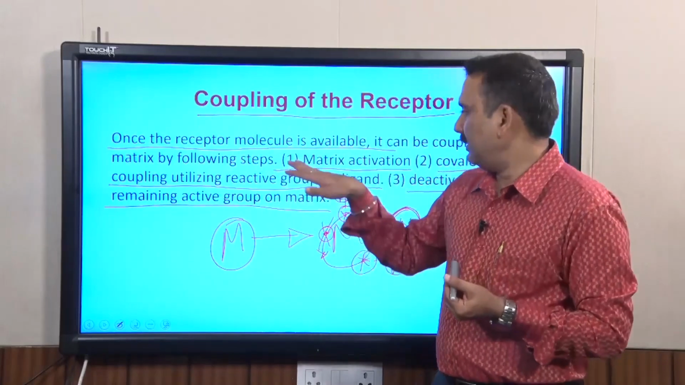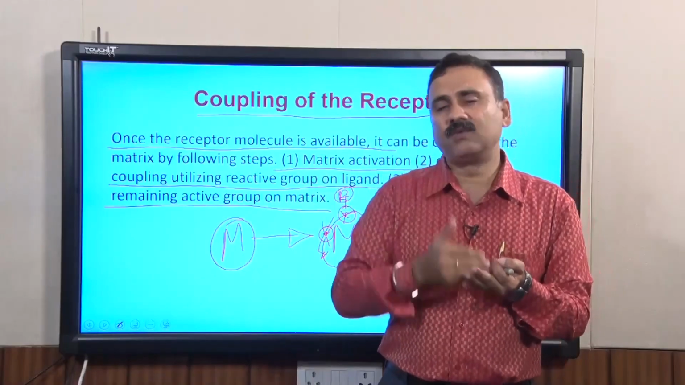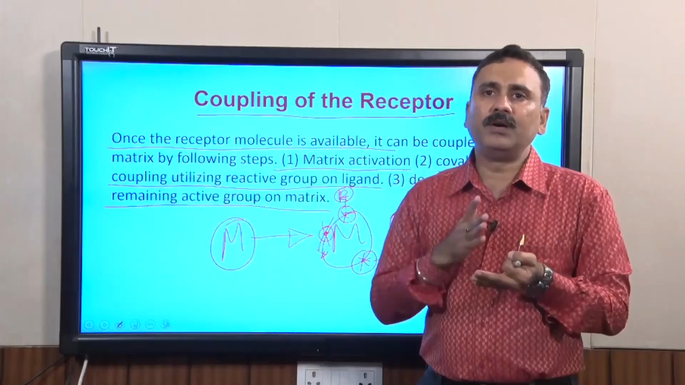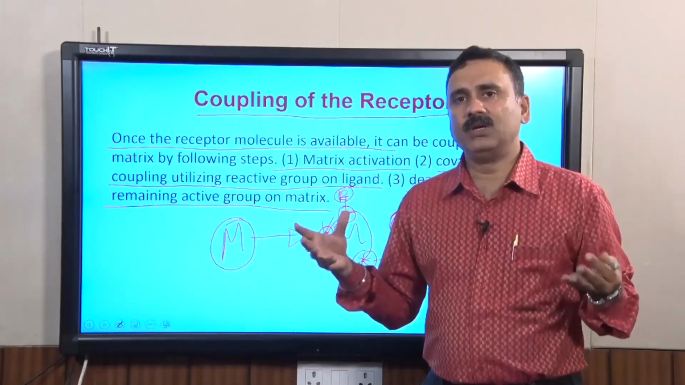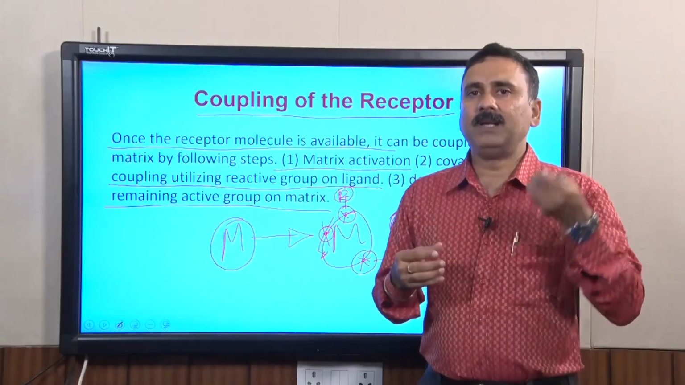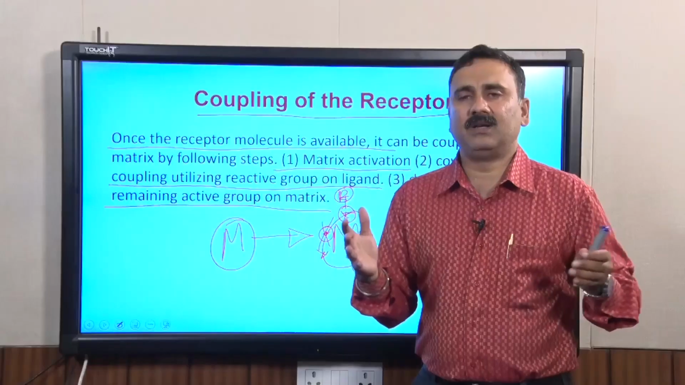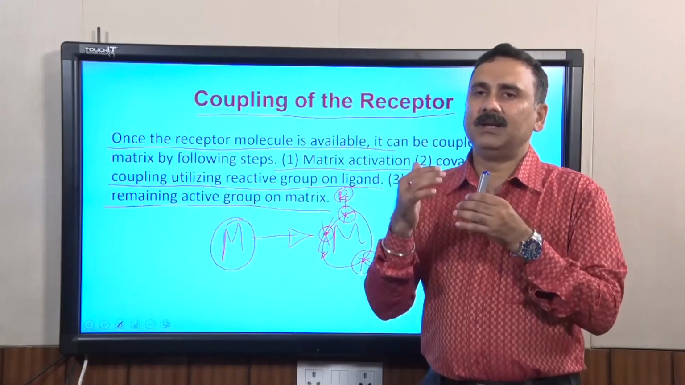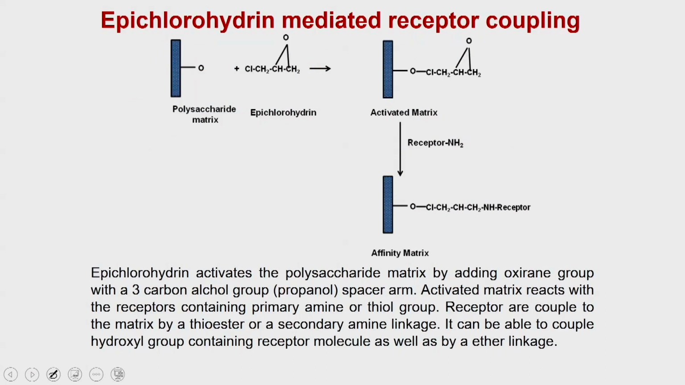So, that is why once the matrix is activated, people are activating those functional groups which are either directed towards the amino groups, or which are directed towards the carboxyl group, and these are the only two options that exist to couple your receptor to the matrix. So, let us see, we have 3 different types of coupling reactions which people can do to couple the ligands with the matrix. So, first is epichlorohydrin mediated receptor coupling.